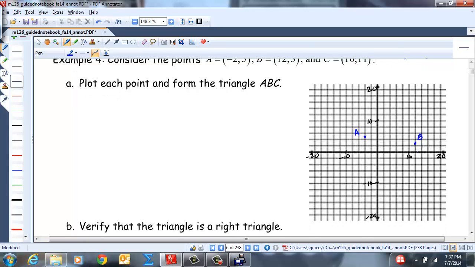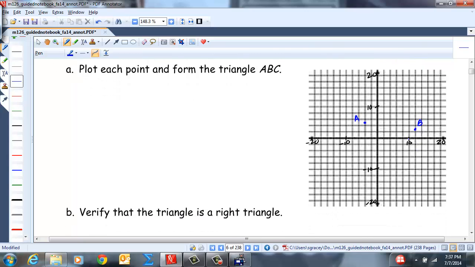And point C is at 10, negative 11. So 10 and then 2, 4, 6, 8, 10, negative 11. That's point C. So drawing this triangle that connects these points.